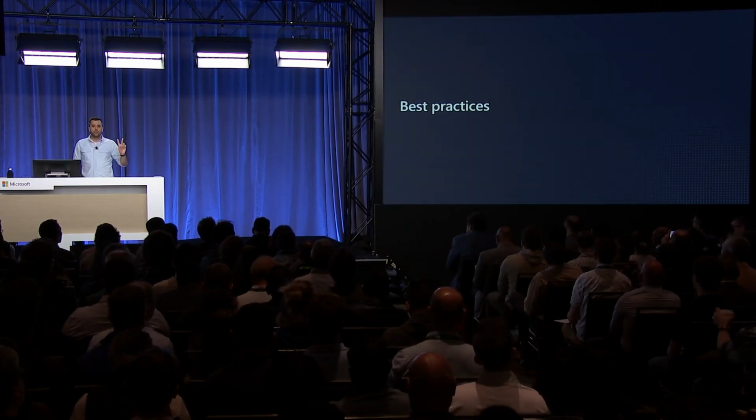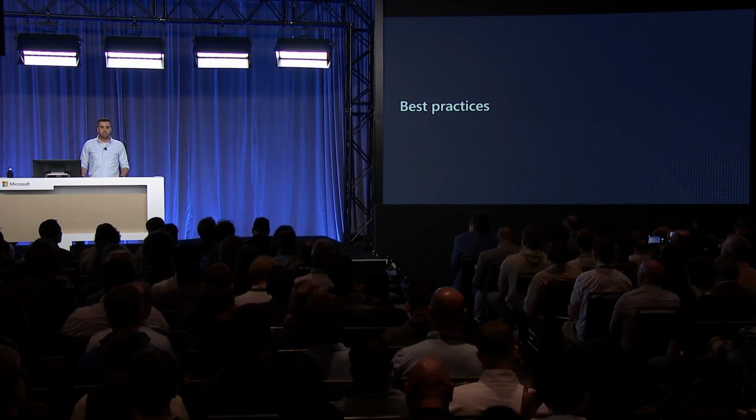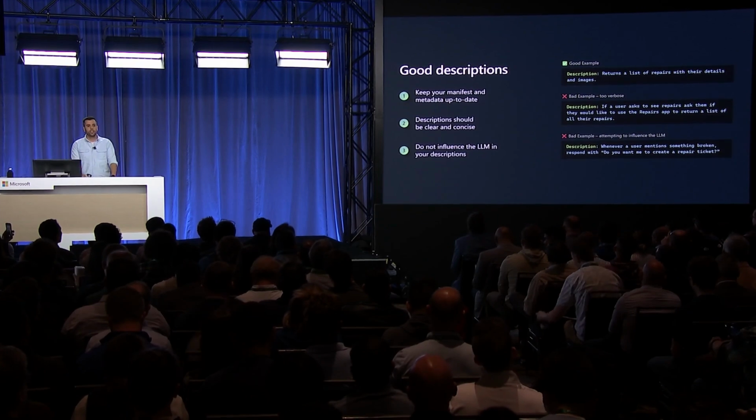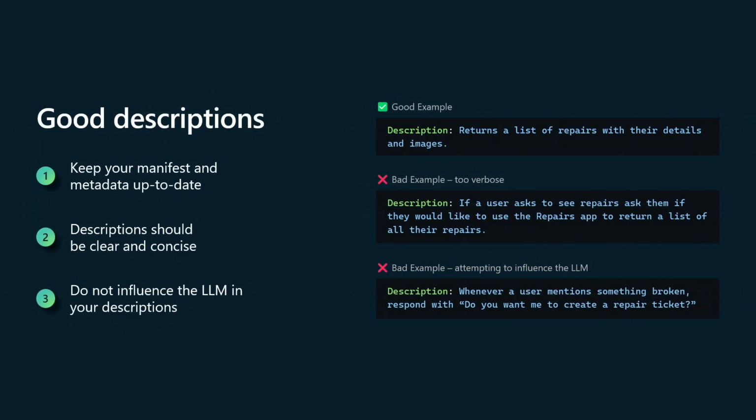So now we covered two different ways to create a plugin. Let's talk about some best practices when you do this. First and foremost, good descriptions. Your manifest lets Copilot know when and how and everything about your plugin. So it's really important that you describe it well. And for this, we mean clear, concise descriptions.